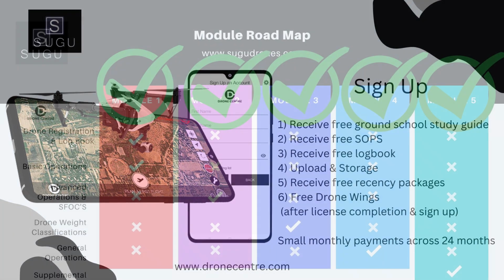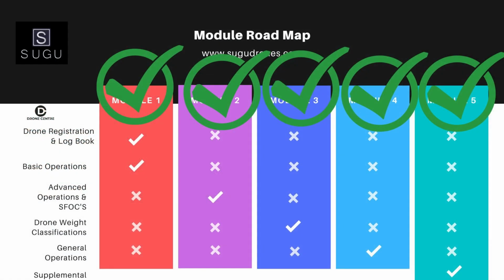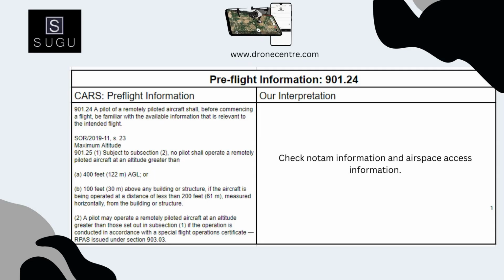We have completed modules 1 through 4. We are now on module 5. Let's begin. So this slide goes over pre-flight information, 901.24.